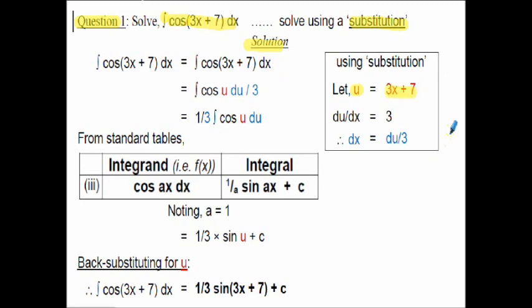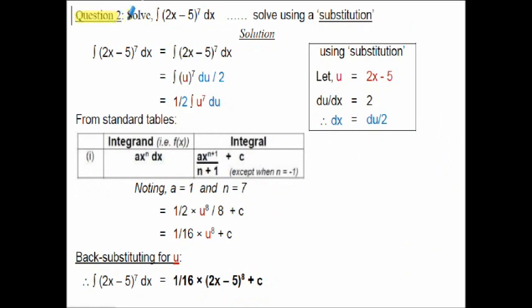It's a very standard solution, very similar to our examples and exercises. I'll let you work through the solution at your own pace and try and come up with the final answer shown here of a third multiplied by the sine of 3x plus 7 plus c. Notice again that there is a 1 in front of the u. We do not write the ones, but they're there. So therefore the a in this case is 1. So note that when you undertake your standard solution for the integral.